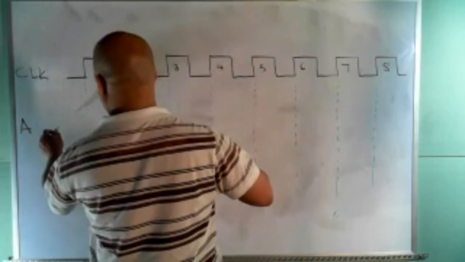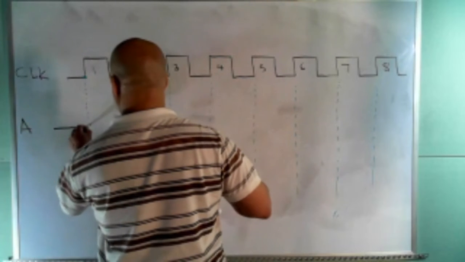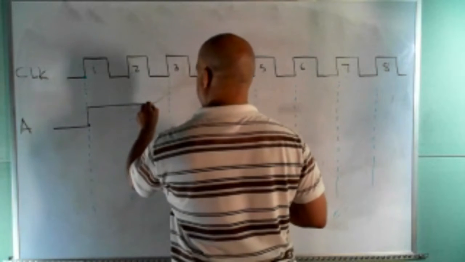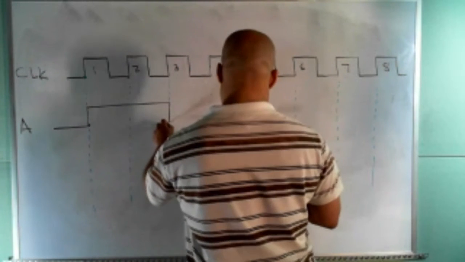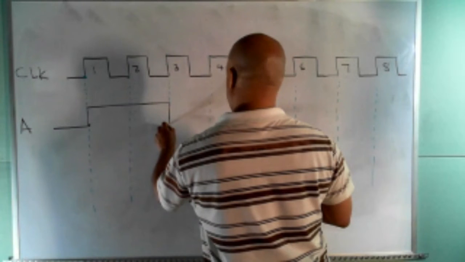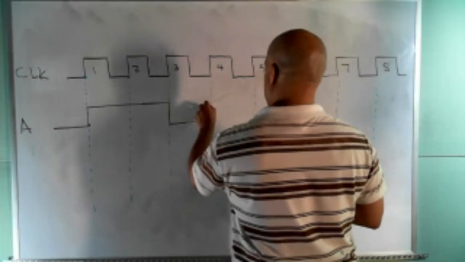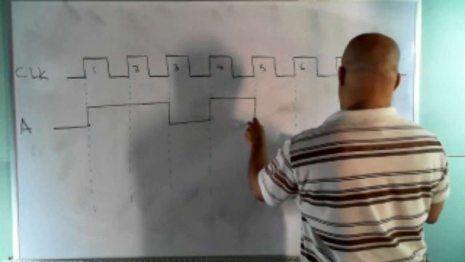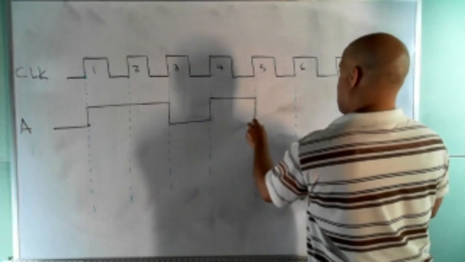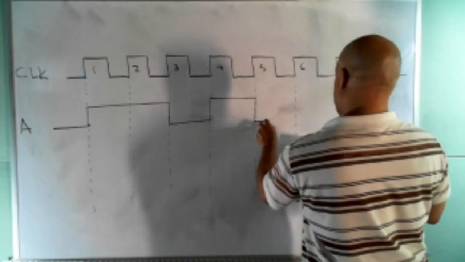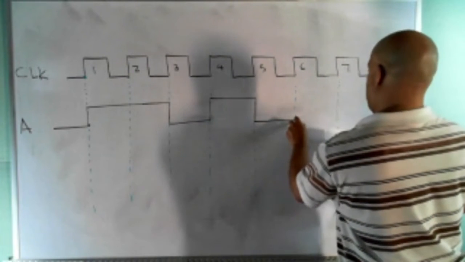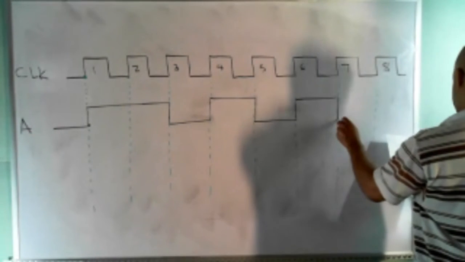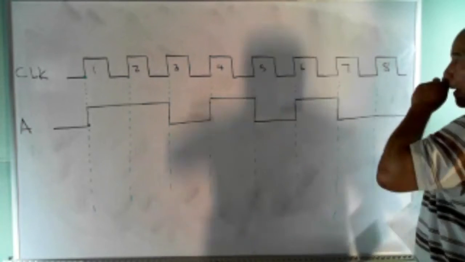It starts here, and then goes up for 2 bit times, and then down, and then it goes over 1 bit time, and then down, 5, goes over, up, over, down, and then it goes over like that.